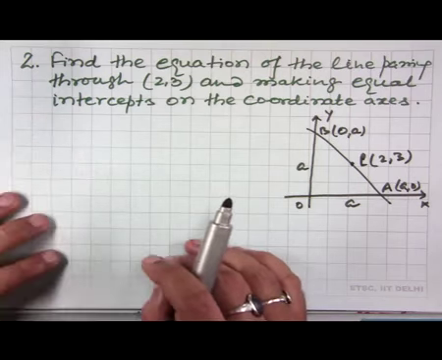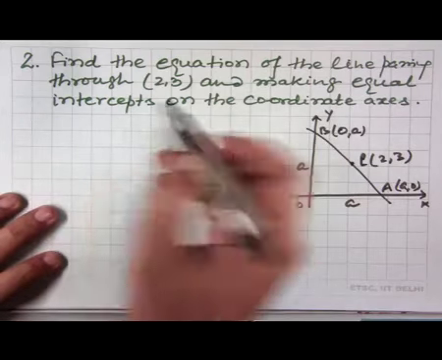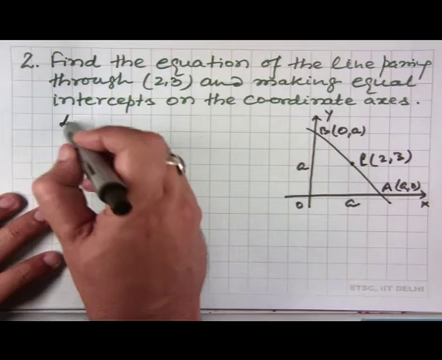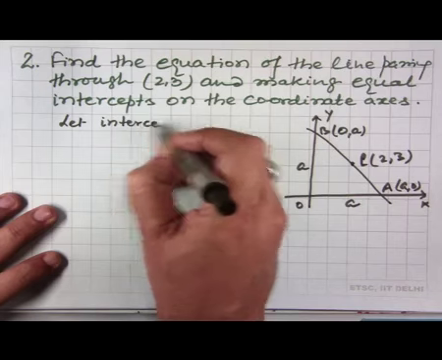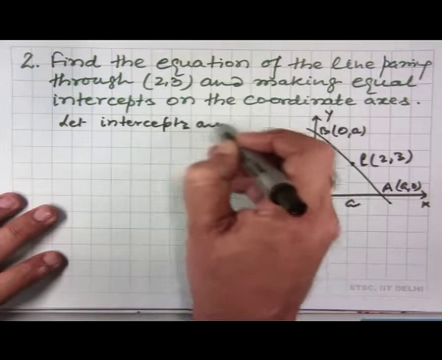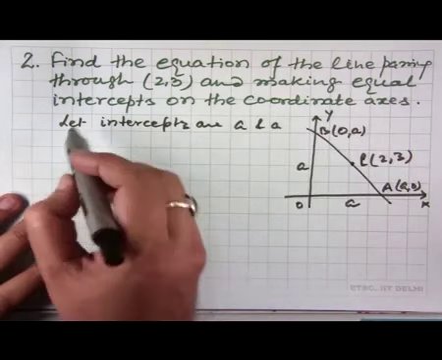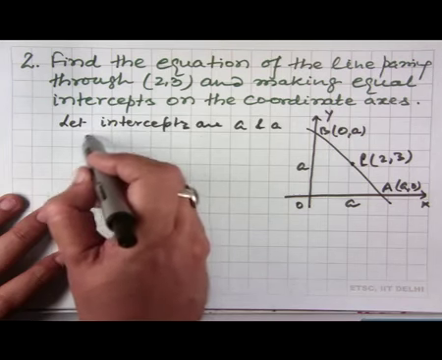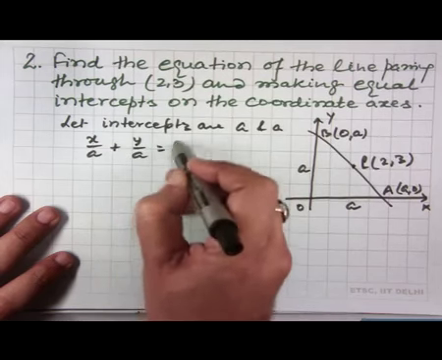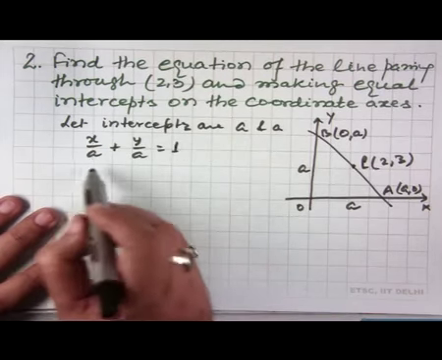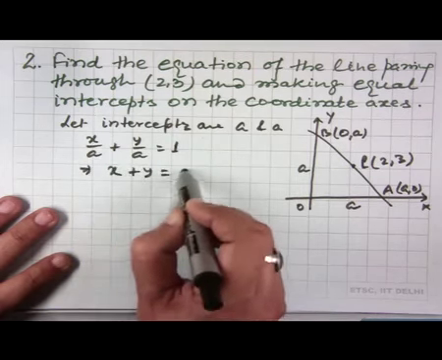So, since the intercepts are equal, we use the intercept form. Let the intercepts be A and A according to the question. So the equation of the line in intercept form is x by a plus y by a equal to 1. This implies x plus y equal to a.